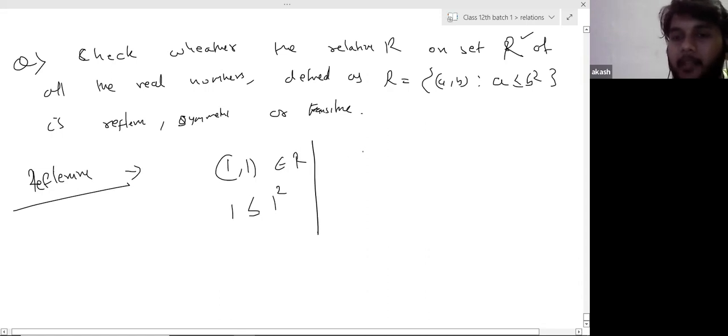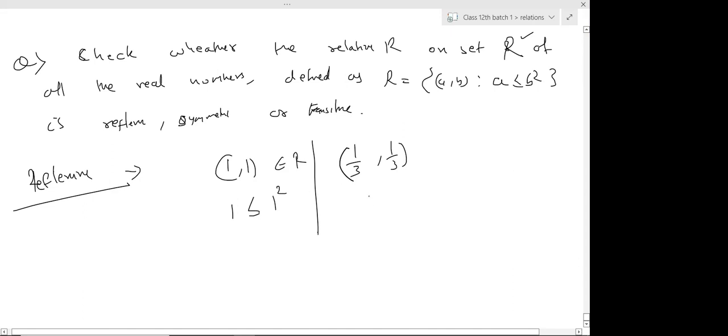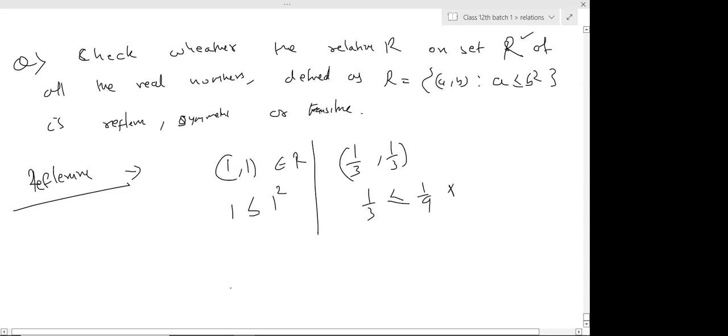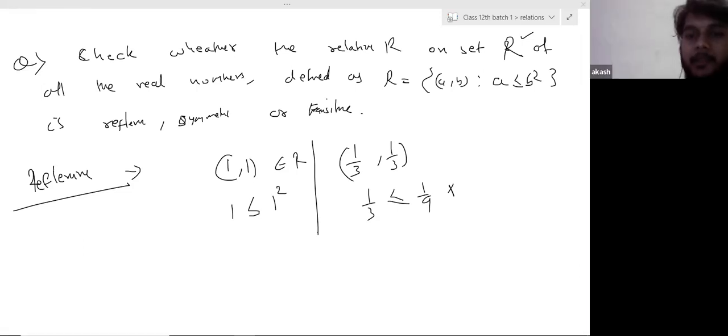if I take any fractional number, that means 1 by 3, is 1 by 3 related to itself? Can you guys check? Krishna? No, sir. No, right? Because 1 by 3 is not less than or equal to 1 by 9. This is wrong. So this is not reflexive. Is it clear? Yes, sir. So don't forget about fractional numbers.